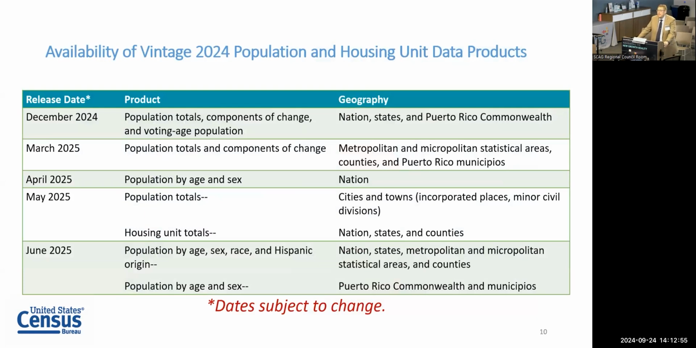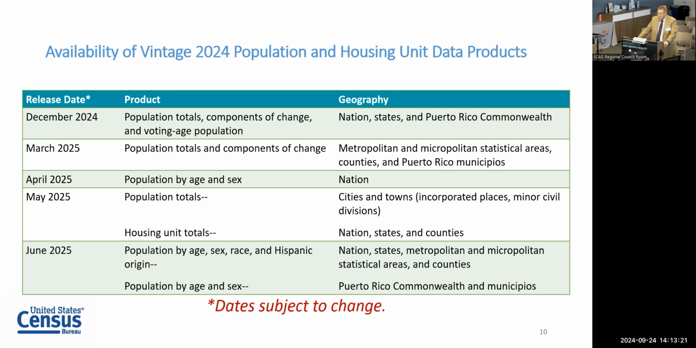So we produce our estimates every year with a new vintage, and then we release them on a rolling basis. December is when we have our first release. So this December, we'll have the vintage 2024 population estimates, and that'll be population totals, components of change, and also the voting age population for the nation, states, and Puerto Rico Commonwealth. In March, we have our population totals and components of change. So this is for the metro micro areas and counties, and also Puerto Rico municipios.